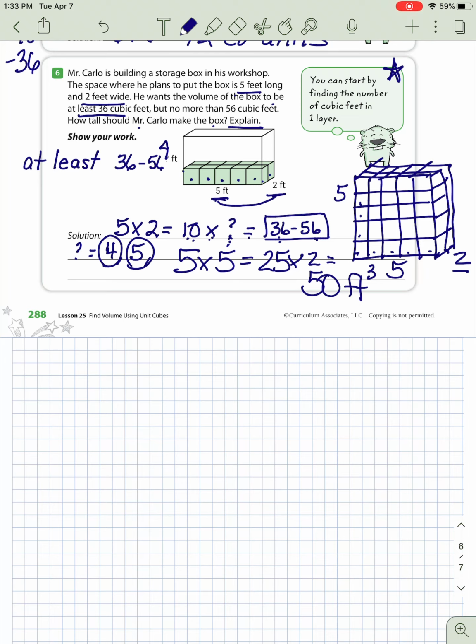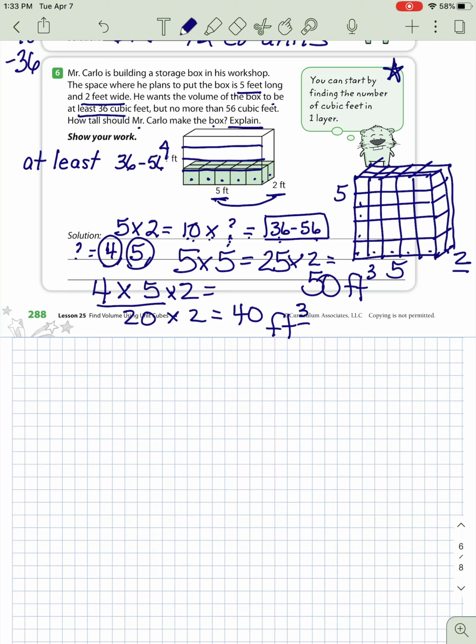Or I could think about this one. There's 1, 2, 3, 4. This would be 4. I can think of 4 times 5 times 2. 4 times 5 is 20. 20 times 2 equals 40. Okay, and then I have to label it feet cubed, right?